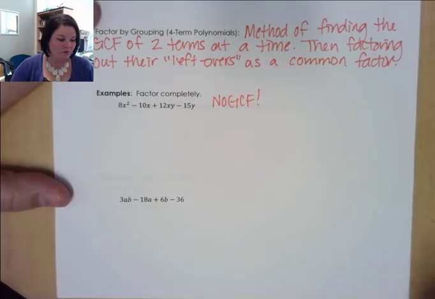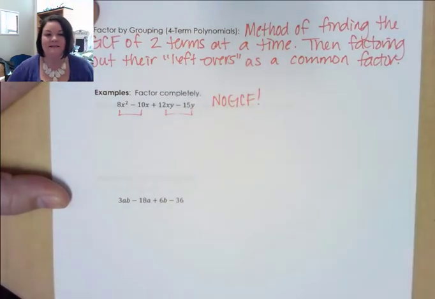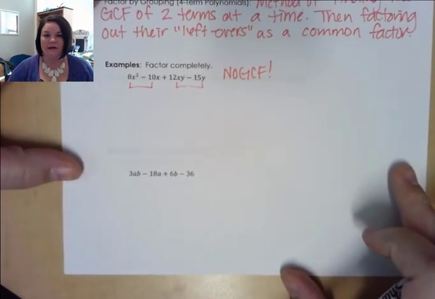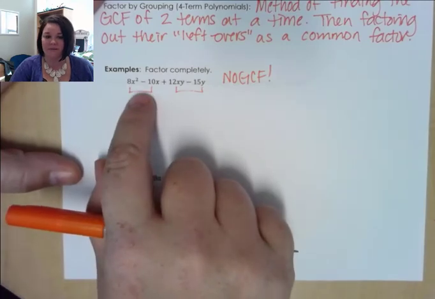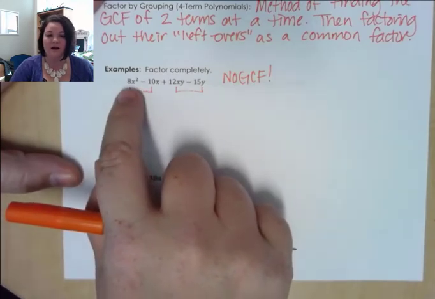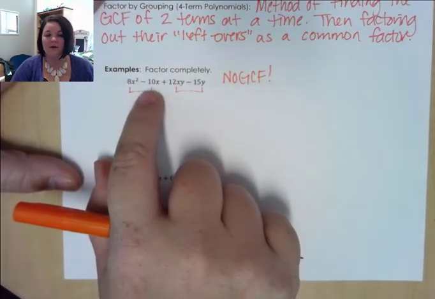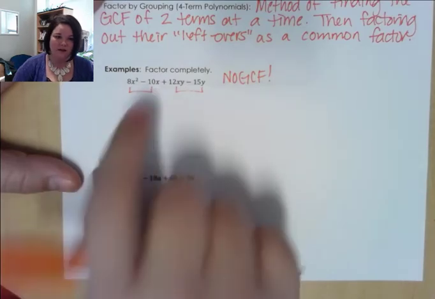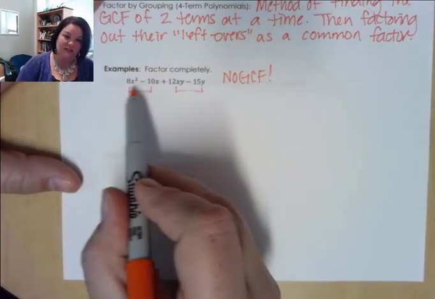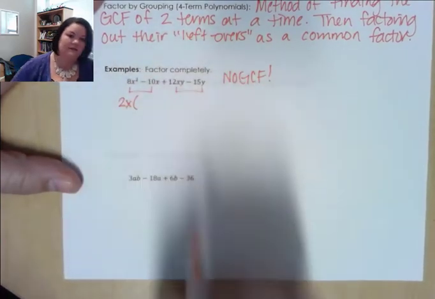And to factor by grouping, basically I want to pair the first 2 terms together and the second 2 terms together, okay? Now, out of the first 2 terms, I'm looking for a greatest common factor. So what do 8x squared and negative 10x have in common? Well, 8 and 10 are both divisible by 2, and they have x's in common. So my greatest common factor for just these 2 terms would be 2x, okay?